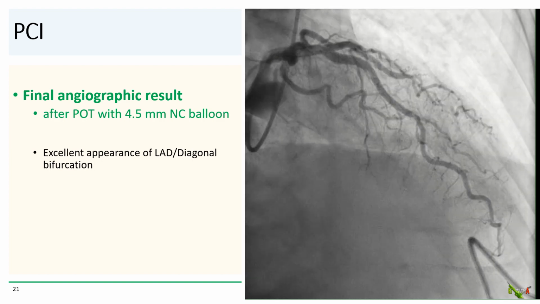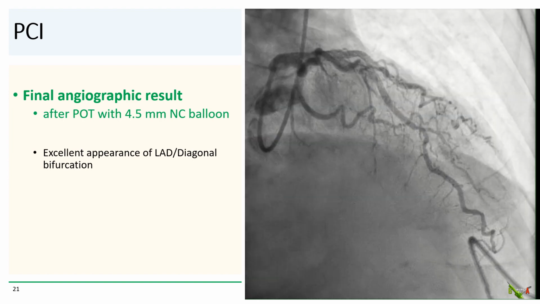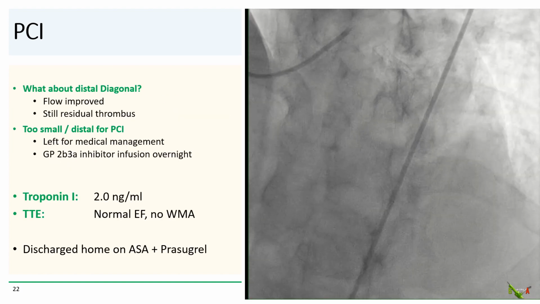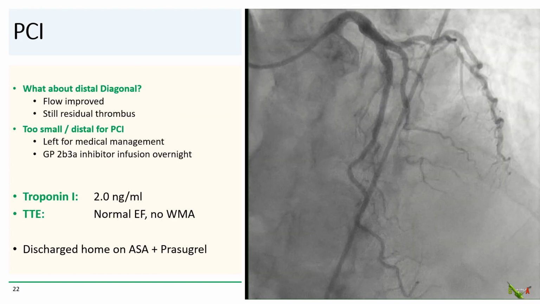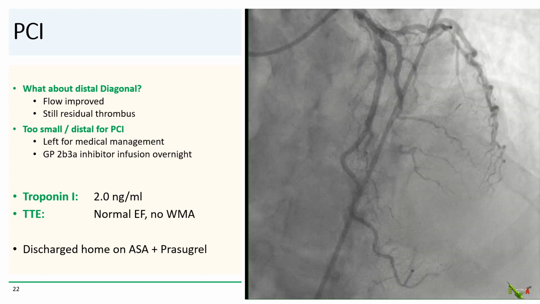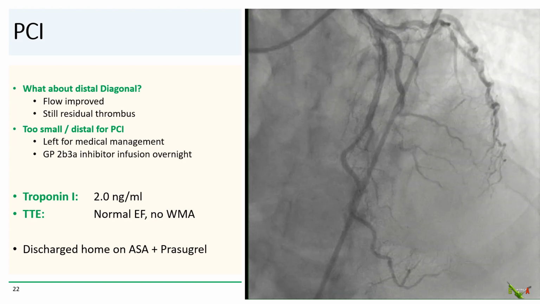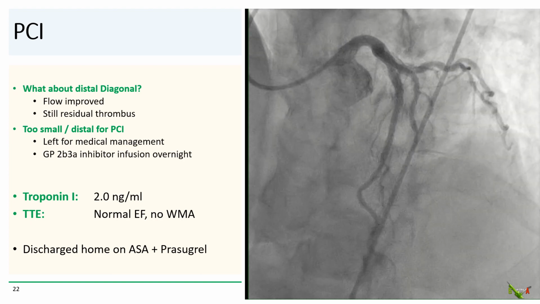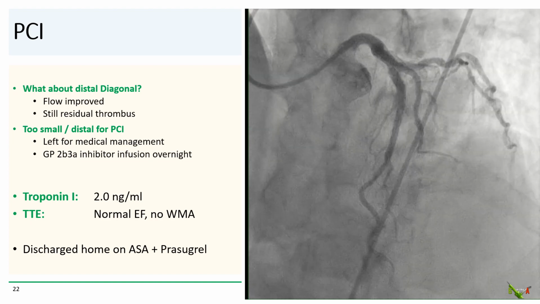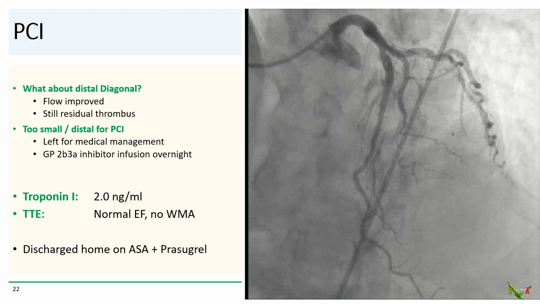The LAD looks quite good, and the LAD and diagonal bifurcation looks quite nice as well. But what about the distal diagonal? Well, flow is slightly better, but there is still some residual thrombus over there. We thought that it was a little bit too small to go after, however, so we left it for medical management. These usually clear up quite nicely after an overnight infusion of a 2b3a inhibitor.